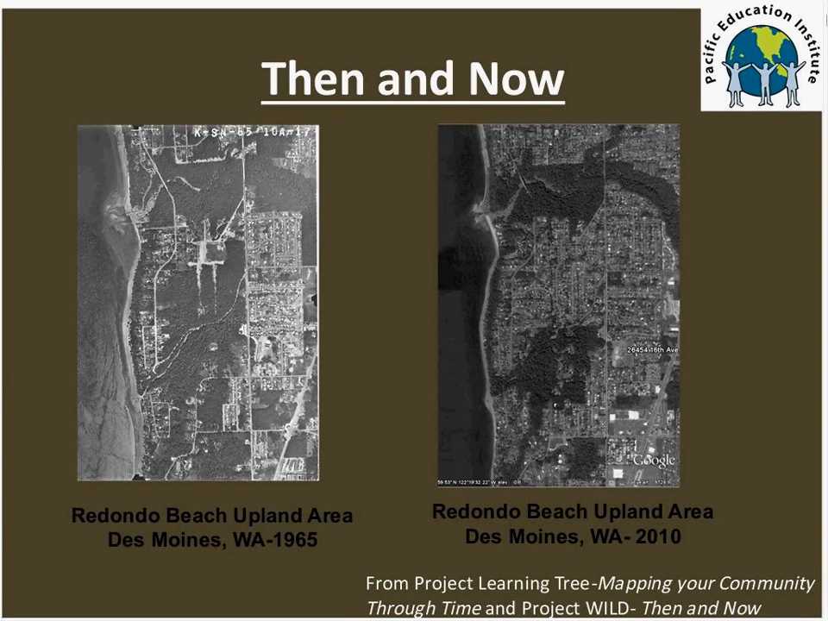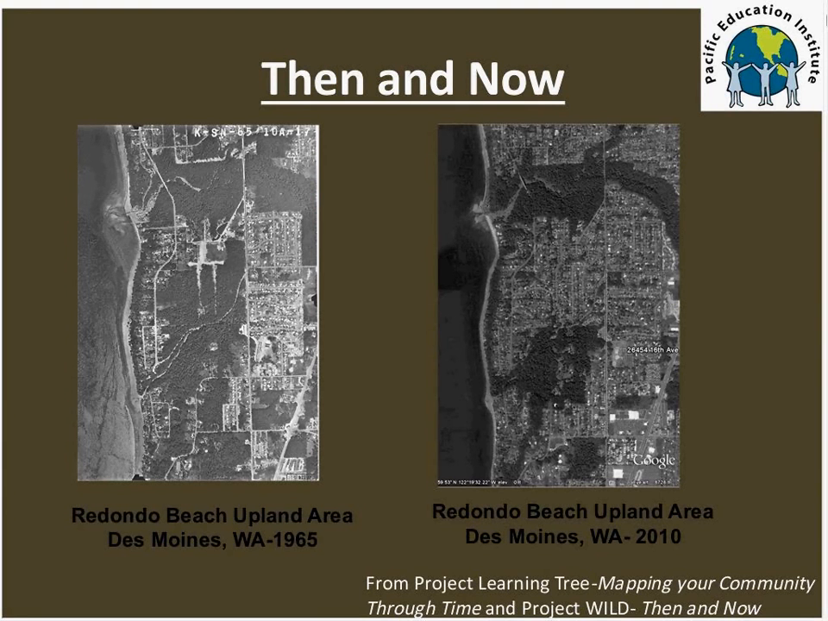So these are two photos from Redondo Beach in Des Moines, Washington. To the left in each of the pictures is Puget Sound, and this is a beach right on the Sound with an upland area. And you can see 1965 is the photo to the left, and 2010 is the photo to the right. And you can see how much more building and impervious surfaces we have in 2010 than we had back in 1965.